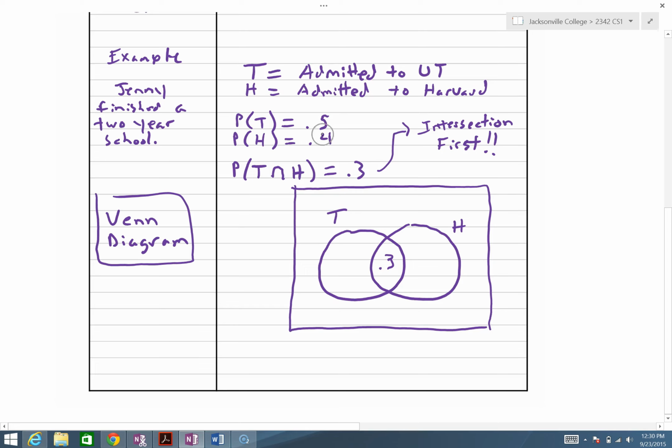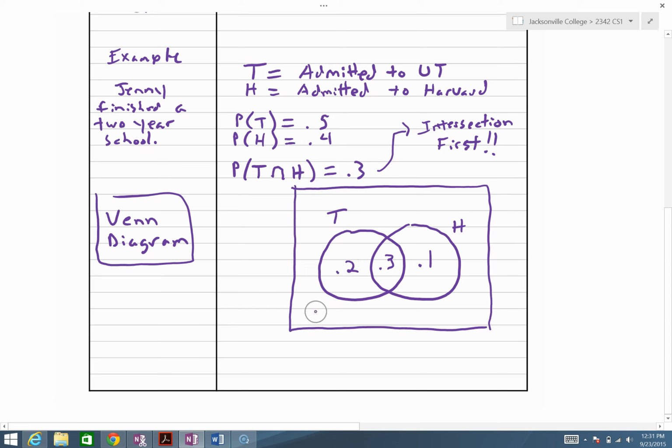What is her chance of being admitted to Texas? It's 0.5, so that's this circle. But we've already got 0.3, so how much is left? That's right, 0.2. Notice 0.2 and 0.3 together is 0.5. This 0.3 is the times that Jenny will be Texas and Harvard. This 0.2 is just Texas. Now what over here is just Harvard? Harvard total is 0.4. We've already got 0.3, so the remainder is 0.1. 10% of the time she will gain admittance to Harvard, but not to Texas.